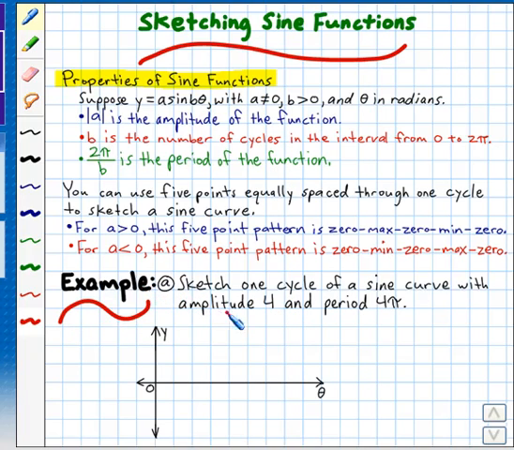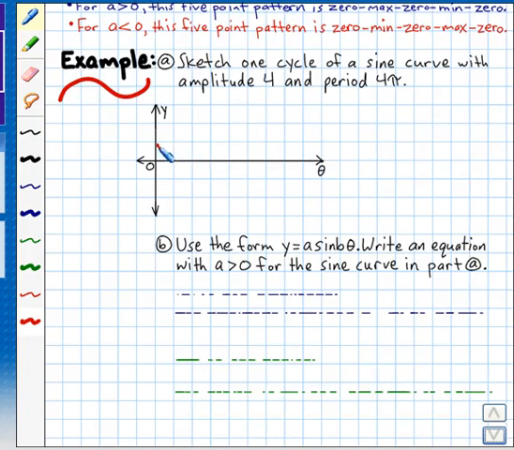In part A of this example, we want to sketch one cycle of a sine curve with amplitude 4 and period 4 pi. So to set up our graph, let's write the scales for our theta axis and the y-axis. Since our amplitude is 4, we need to be able to cover that amplitude, and we'll make our scale on the y-axis go by 2's up to 6 and down to -6. So that'll cover our amplitude of 4.